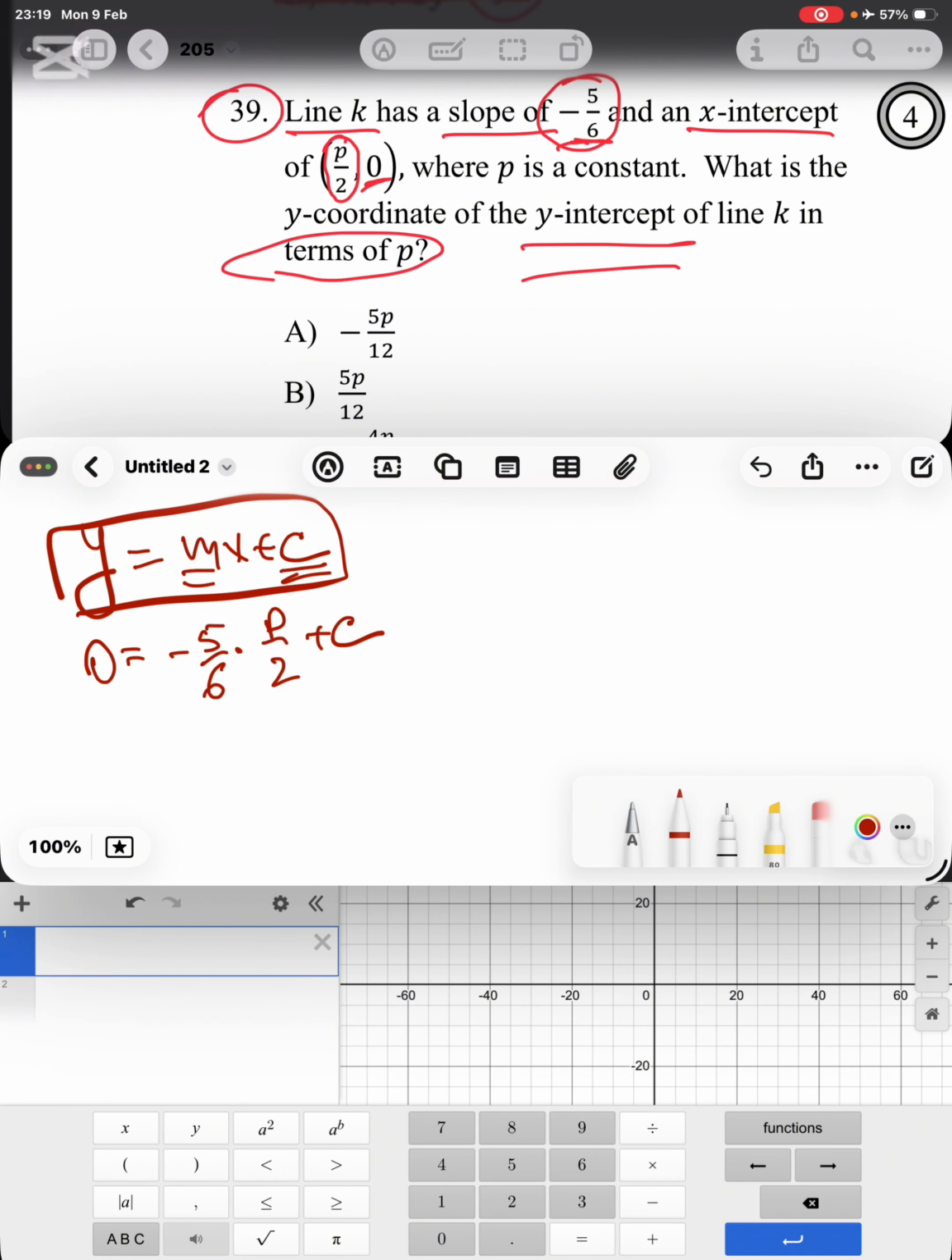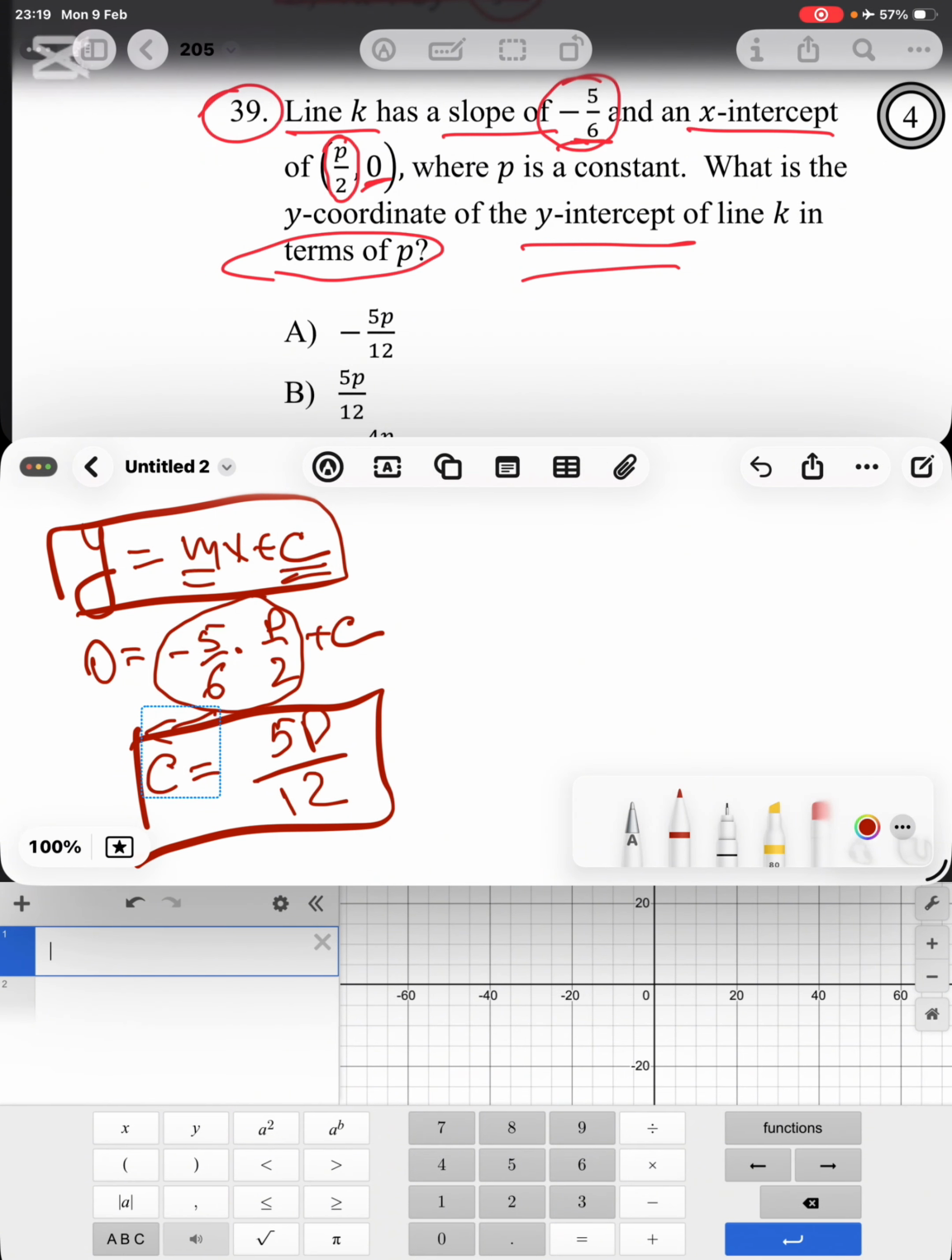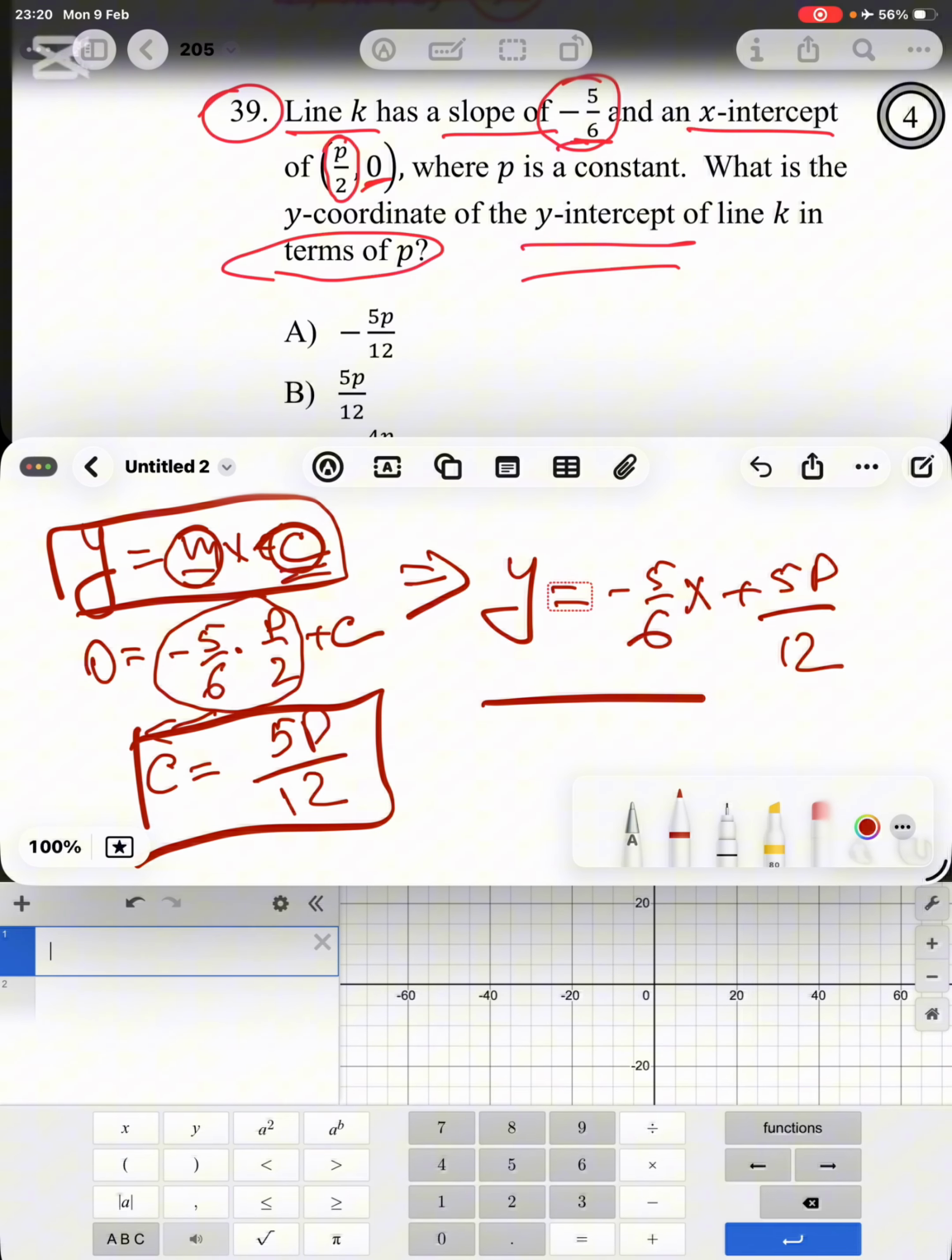So, you know, the minus expression turns positive when moved to the left-hand side. In this case, when you find the value of c, it's going to be 5p divided by what? 12, right? So now I could find the value of c. When you insert the slope and y-intercept into the given expression, it's going to be minus 5 divided by 6 times x plus 5p divided by 12.